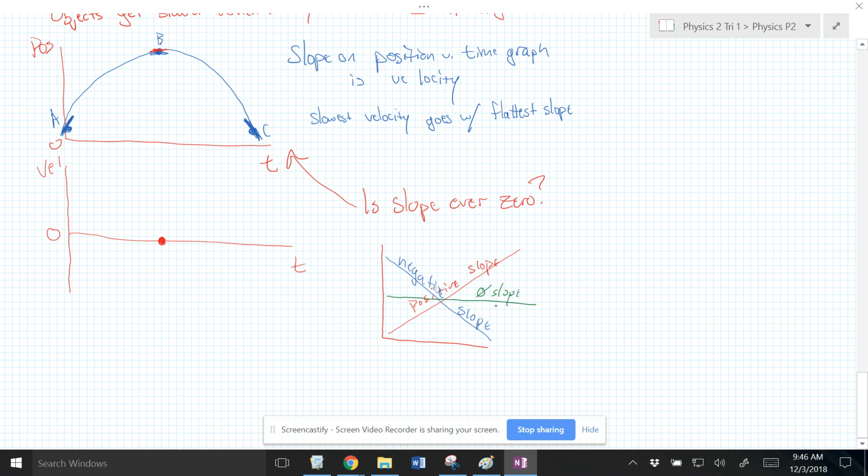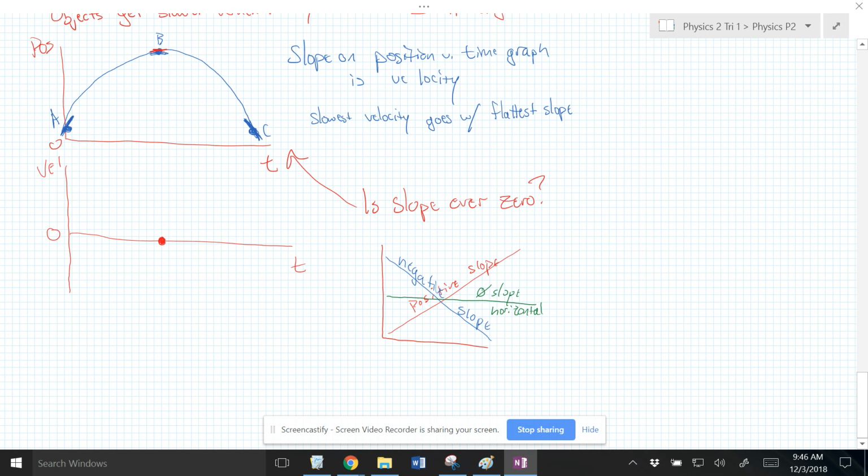So 0 slope, or horizontal. And at B, yeah, it's horizontal, it's flat. So that's how I know on the velocity graph that I'm going to have a velocity of 0 at that time.